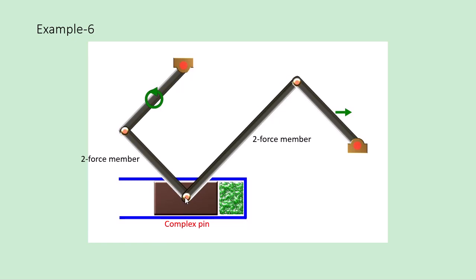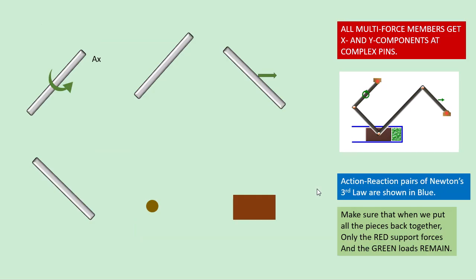Here is a complex pin which interacts with two two-force members and the piston. This should be pretty easy. This is the pin support at the top. This is a multi-force member. Effect of F1 or this two-force member on the complex pin.